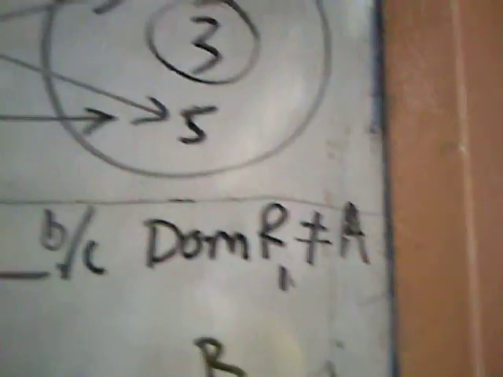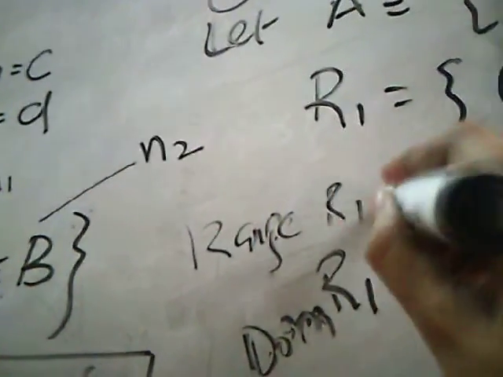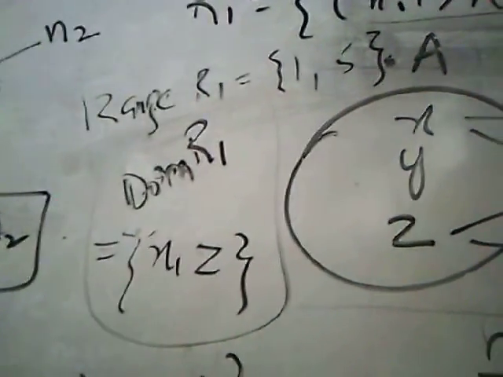Domain of R1 is x and y, whereas range of R1 is 1, 5. So a binary relation is a function if and only if its domain is equal to set A.